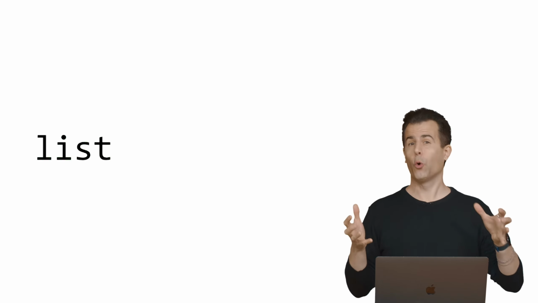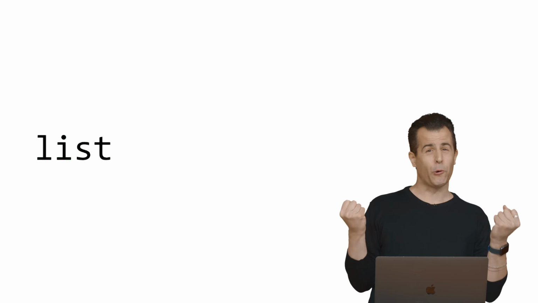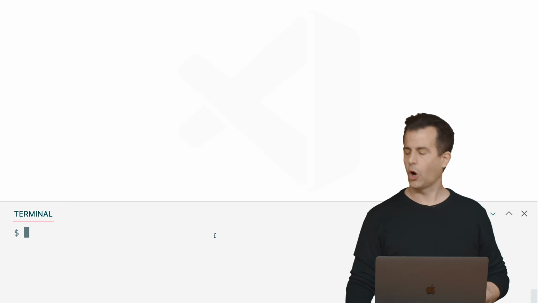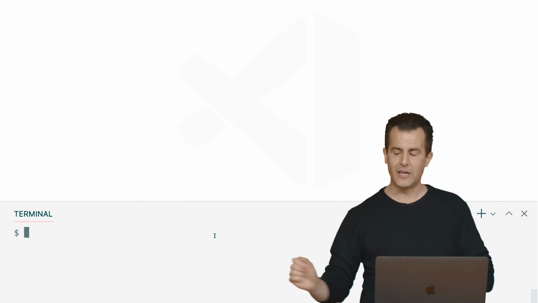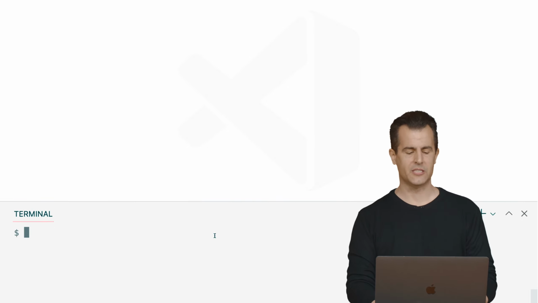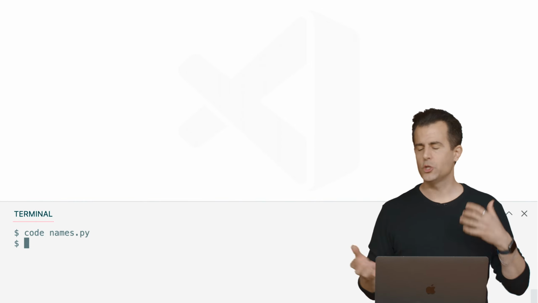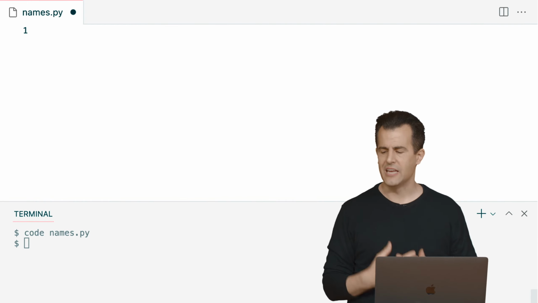Unfortunately, lists are stored in the computer's memory. And so once your program exits, even the contents of those disappear. But let's at least give ourselves a starting point. So I'm over here in VS Code, and I'm going to go ahead and create a simple program using code names.py, a program that just collects people's names, students' names, if you will.